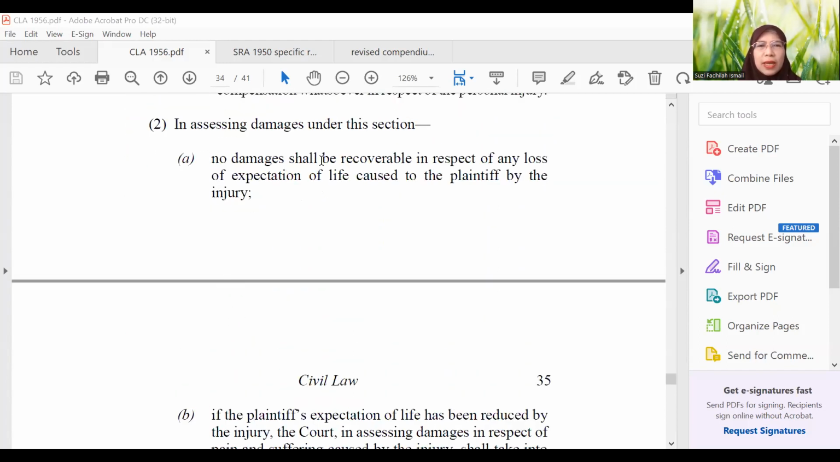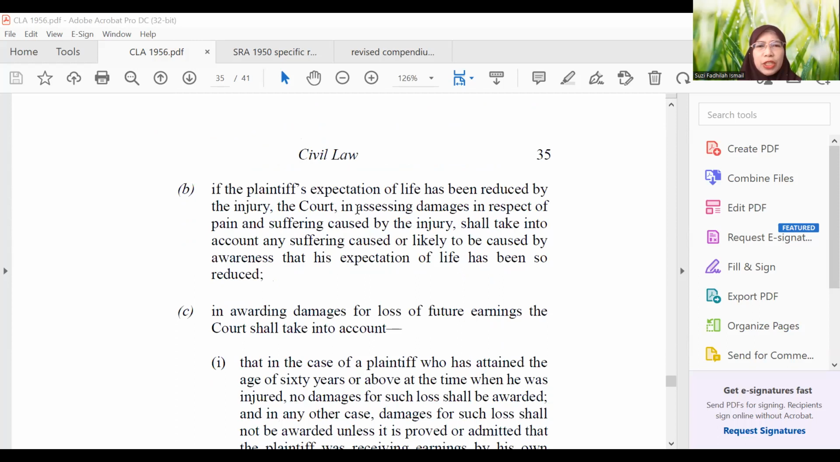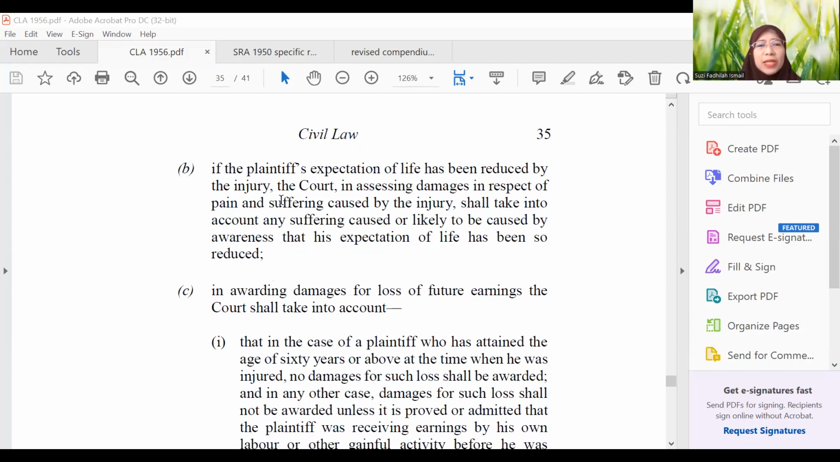What does it say here? In assessing damages under this section, no damages, meaning they cannot claim, shall be recoverable in respect of any loss of expectation of life caused to the plaintiff by the injury. But then we read together with (b): if the plaintiff's expectation of life has been reduced by the injury, the court, in its discretion in assessing damages in respect of pain and suffering caused by the injury, shall, a strong word, take into account any suffering caused or likely to be caused by awareness that his expectation of life has been so reduced.